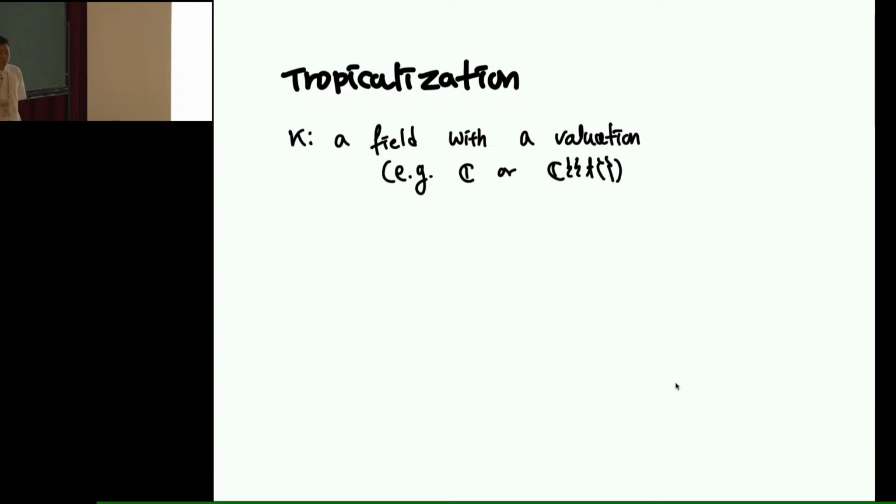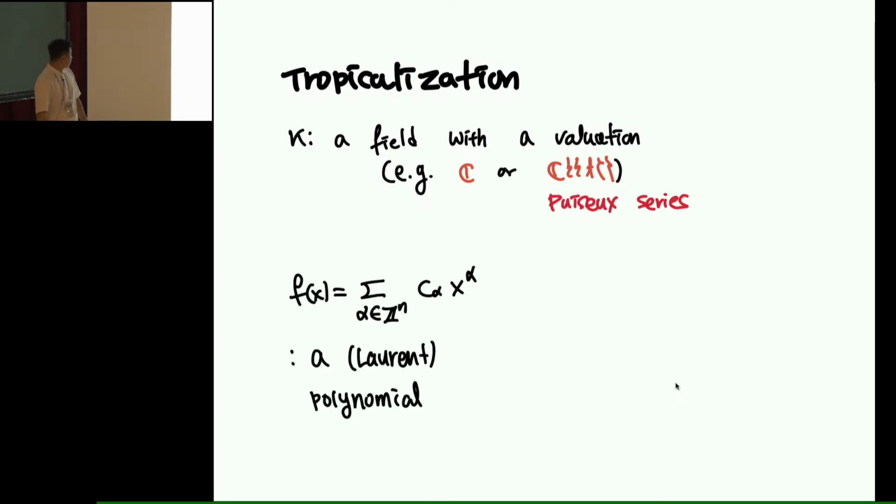Let's say that we have a field K with a valuation. For example, you can work with the complex number field with the trivial valuation, or sometimes you can work with the Puiseux series field. The Puiseux series field means that you have a series expansion whose exponents can be rational numbers. In this case, the valuation will be the degree of the minimum degree term. From this field, you can define a polynomial in this form. More generally, you can also consider Laurent polynomials if you allow integer exponents.